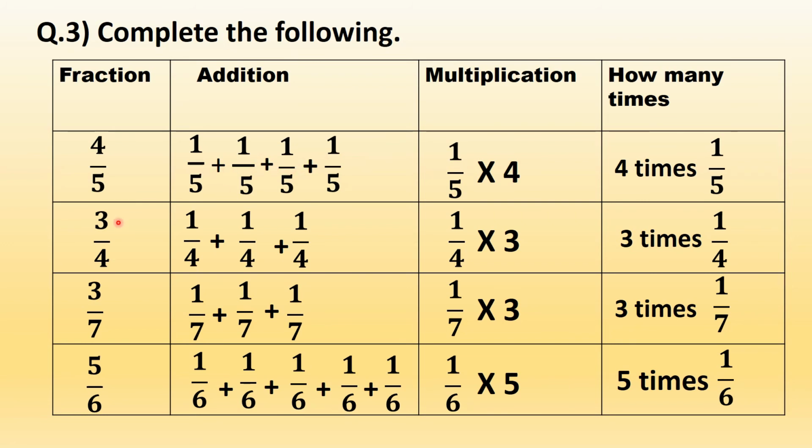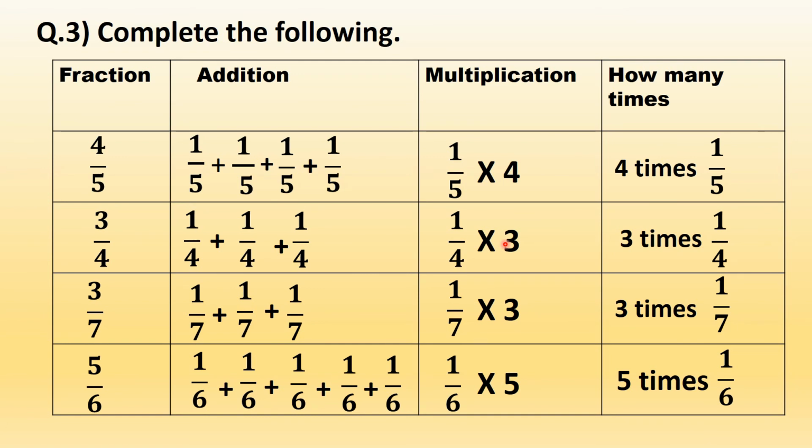In the same way, second example, 3 upon 4 means equal division of 3 objects among 4 people. Okay, 3 objects among 4 people. So here 1 upon 4 plus 1 upon 4 plus 1 upon 4. This is the addition form. In the third column, multiplication, 1 upon 4 multiplied by 3 means 1 upon 4 is 3 times, 1, 2, 3. So multiply by 3, here will come 3. How many times? 3 times 1 upon 4.